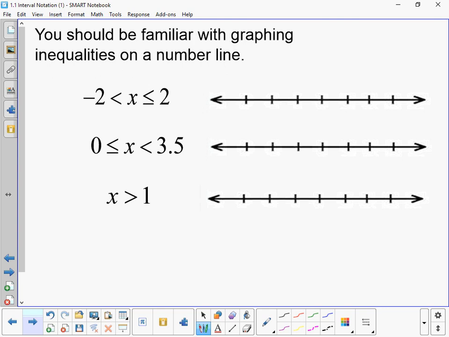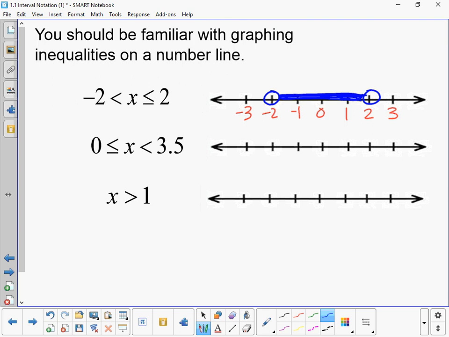This first one is asking us to graph or show the inequality that x is greater than -2 and less than 2. So x is between -2 and 2. On our number line, we just want to show all of the values that are in between -2 and 2. So here is -2 and 2. Our x value is somewhere in between these two numbers.